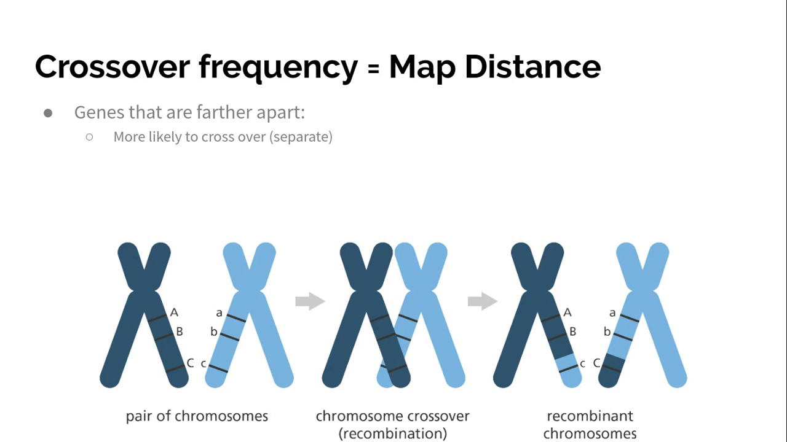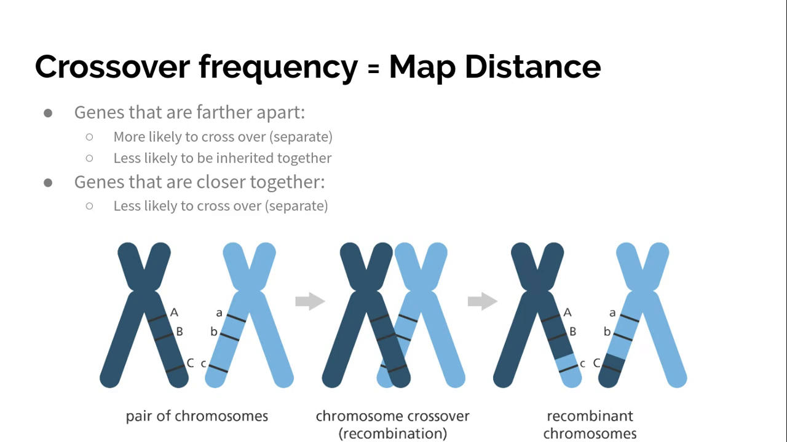So the further apart they are, the more likely they are to cross over and separate, and the less likely to be inherited together. Genes that are close together are less likely to cross over, and therefore will be inherited together. These pictures just show a pair of chromosomes crossing over, so the recombination, and now having recombinant DNA, okay?